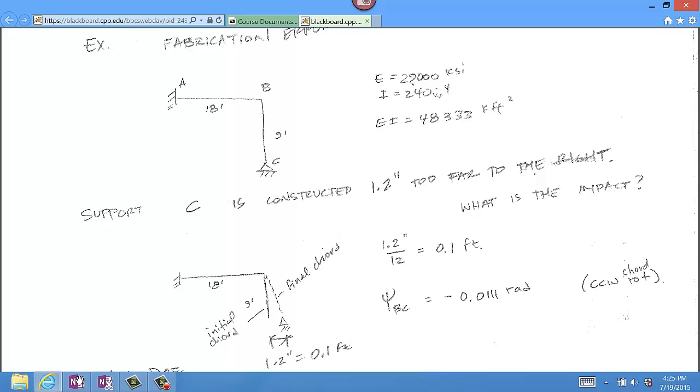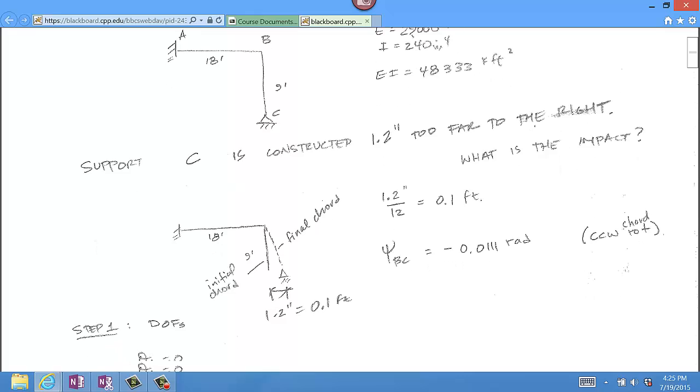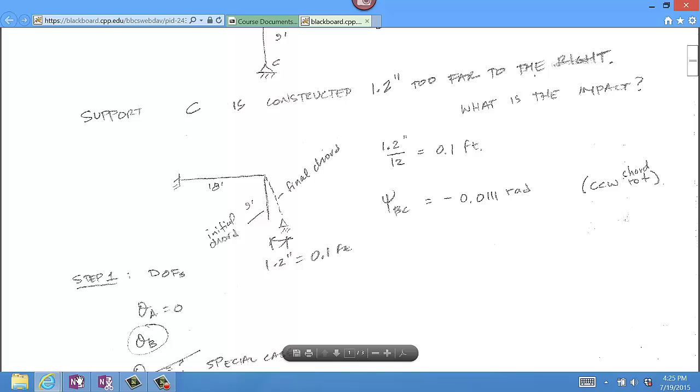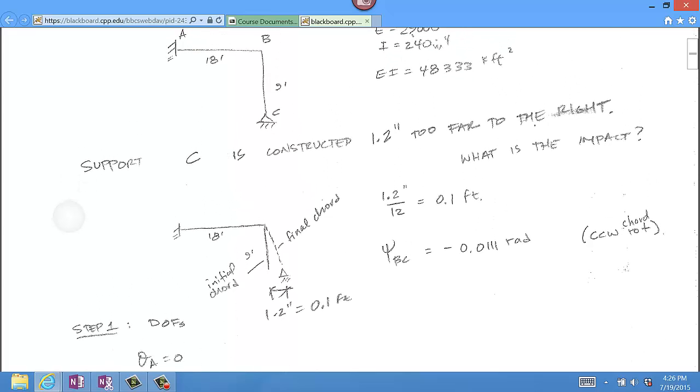How do we account for the fabrication error? Well, if you look at this figure in the middle of your screen, you can see that the initial chord is the vertical, direct vertical segment BC, but then the final chord is at an angle relative to the initial chord. So the angle that is made between those two lines, the one that's vertical and the one that's dashed, is the psi term. It's the chord rotation for BC. So it's a psi BC term.